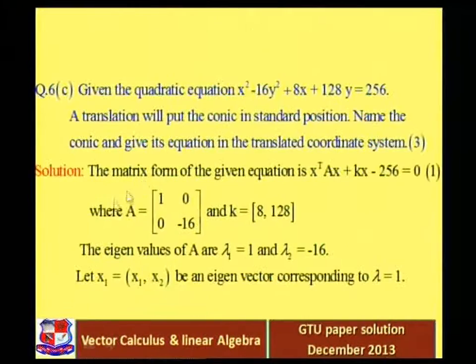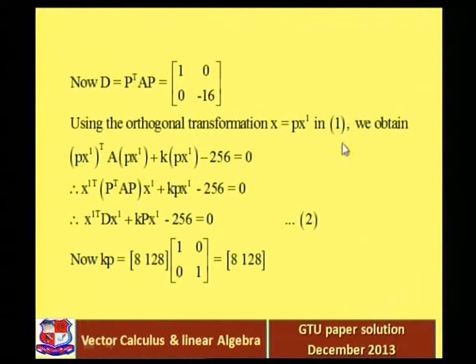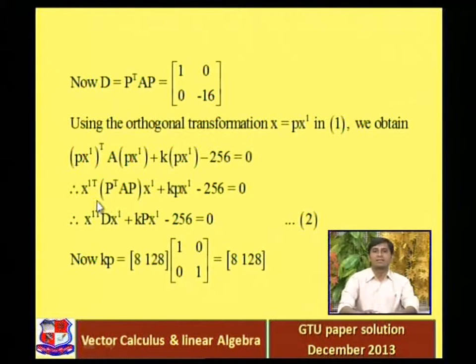So see, this is our equation 1. In this equation 1 we put x is equal to Px'. So here is our equation, and now simplify this equation: x' transpose and this P transpose multiplied with AP, so x'ᵀ PᵀAP x' plus kPx' minus 256 is equal to 0, that is x'ᵀ D x' plus kPx' minus 256 is equal to 0 also. So this was equation 2.